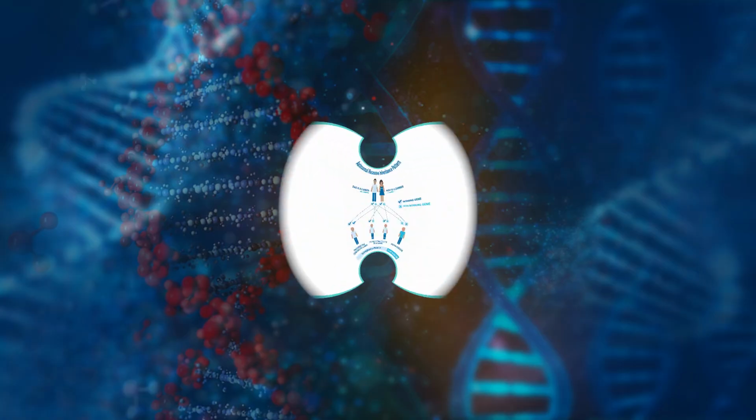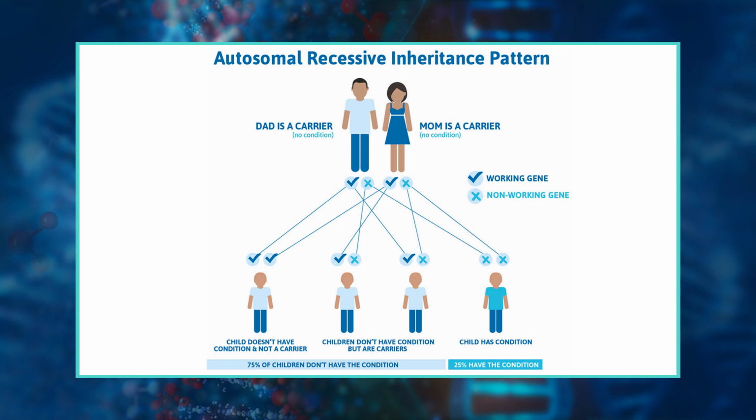So heterozygous individuals will not display symptoms of this disorder because their unaffected gene will compensate. Such an individual is called a carrier, that is, carriers for an autosomal recessive disorder may never know their genotype unless they have a child with the disorder.